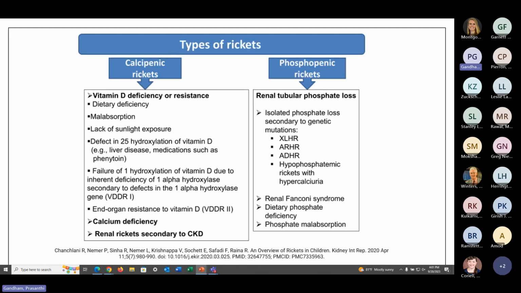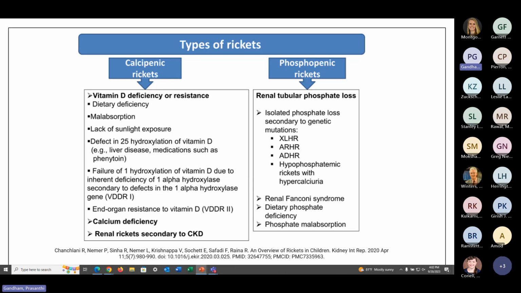So historically, rickets has been divided into two primary groups, which would be calcipenic rickets and phosphopenic rickets. To this day, and historically, nutritional vitamin D deficient rickets has been the most common cause of rickets worldwide. But there are many other causes of calcipenic rickets, which include just dietary deficiency of calcium, malabsorptive disorders, lack of sunlight exposure. And in terms of phosphopenic rickets, you can, of course, have just dietary phosphate deficiency, but there are also a number of heritable forms of rickets that cause both calcipenic and phosphopenic forms.